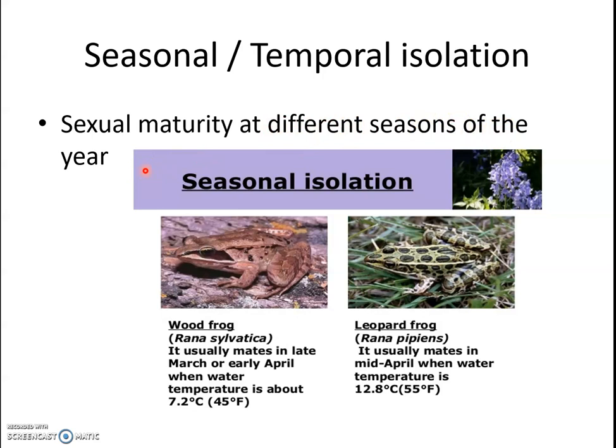So the breeding seasons of two species will never coincide. They are occupying the same geographical area, but their breeding season is not coinciding, so there is no possibility to interbreed. So such type of isolation is called seasonal isolation or temporal isolation. So here also we have so many examples.